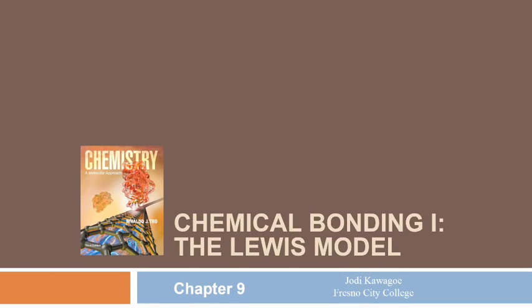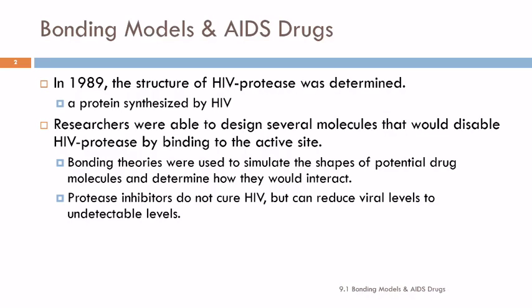This is chapter 9. We're going to start talking about chemical bonding, and we're going to do this in a couple of chapters. In this chapter, we talk about the Lewis model. Here's just a little introduction, which helps us to understand why bonding models are important.